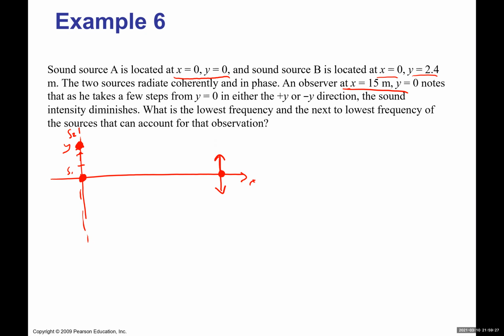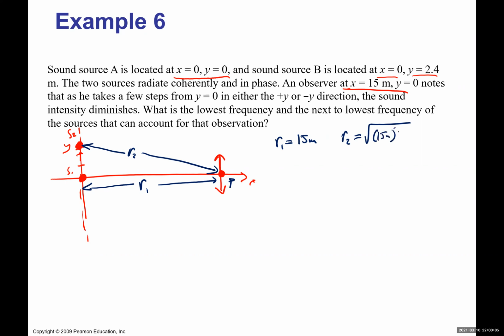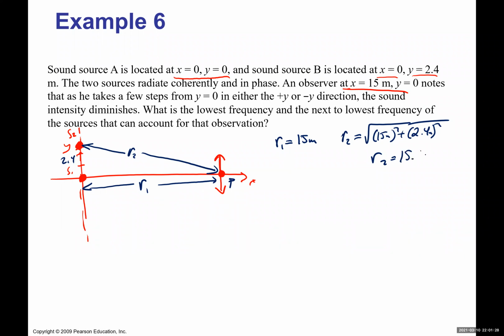That means one thing we can do here is I can draw this like this, right? So the distance from one, let's call this R1, and then another one which will be R2. So that's the distance from source 1 to this point P, let's call it point P, and then source 2 to that point P. Okay. So R1 is simple enough, right? It's 15 meters. R2 here is then the square root of 15 meters squared plus 2.4 meters squared. Because this is 2.4, this is 15, right? We have to find R2. All right, so then R2 is 15.2 meters.